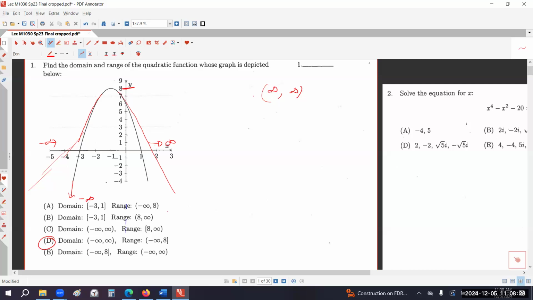It's a continuous graph. Every point in the continuous graph has to have a bracket. If you have a hole, then it's parentheses. If you don't have a hole, then it's bracket.